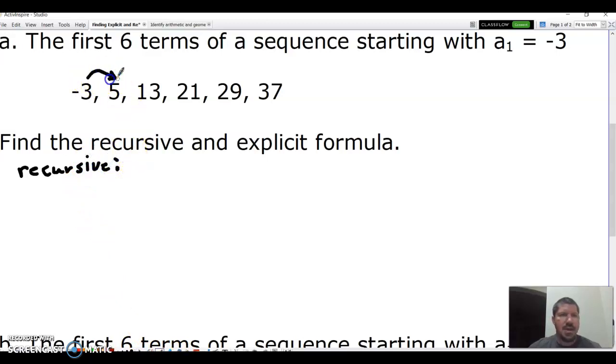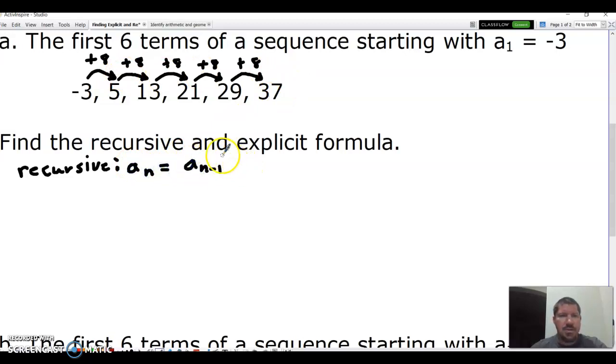So how do I find each following term in the sequence, right? So from -3 to +5 is +8. 5 to 13 is +8, +8, +8, +8. Okay, so that means I'm adding 8. So a sub n is equal to a sub n minus 1, and how do I find the next term? I add 8. Done. This is my common difference.